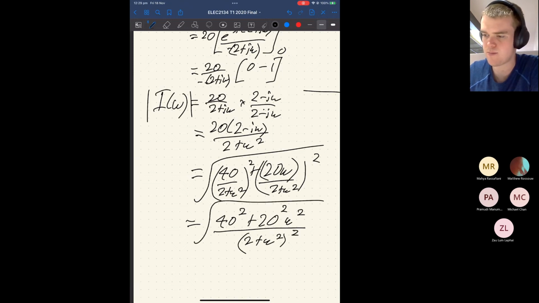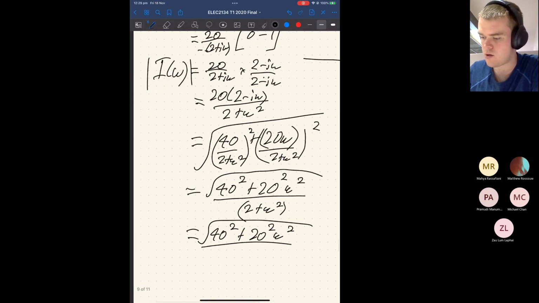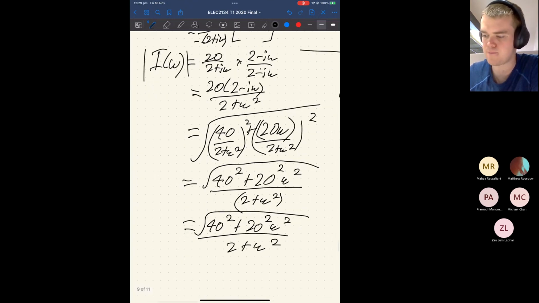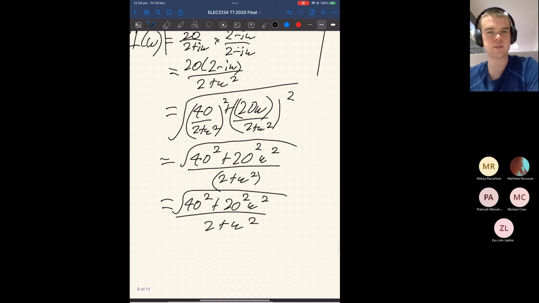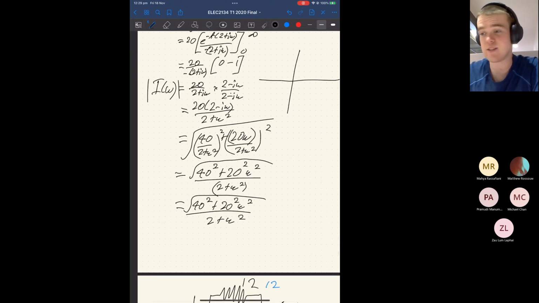And let's get rid of that. So it's just going to be the square root of 40 squared plus 20 squared omega squared, all on 2 plus omega squared. Okay, does that make sense, what I did so far? Yeah. Okay. It's been a long time since I've done it as well.